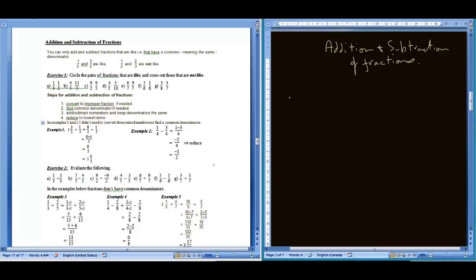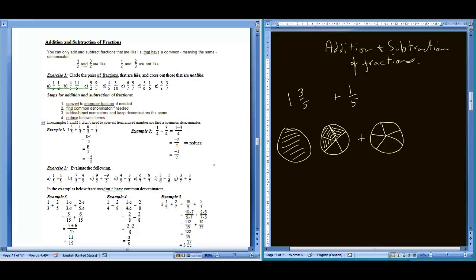So let's say we're adding the first example there, 1 3/5 plus 1/5. So we have a whole pizza and 3/5 of a pizza, so this will be plus one more of these slices. So that slice is going to go on top of that one. And so it's really easy to do and really easy to conceptualize. So we have a whole pizza here. And up in 1, 2, 3, 4.